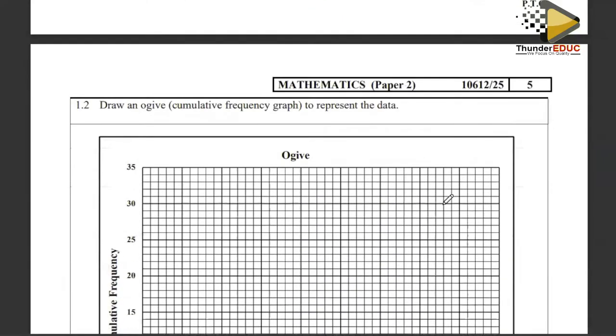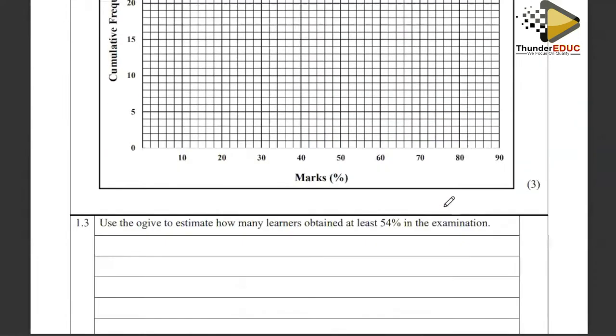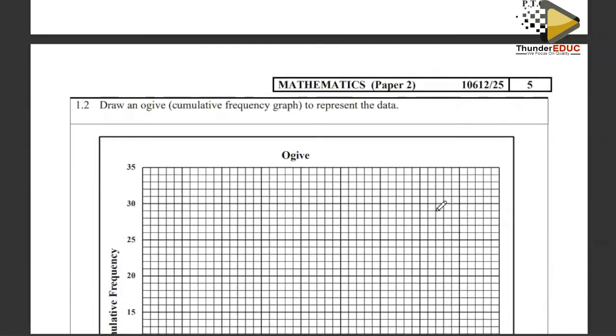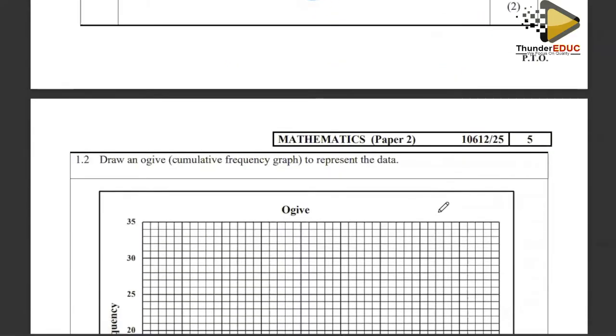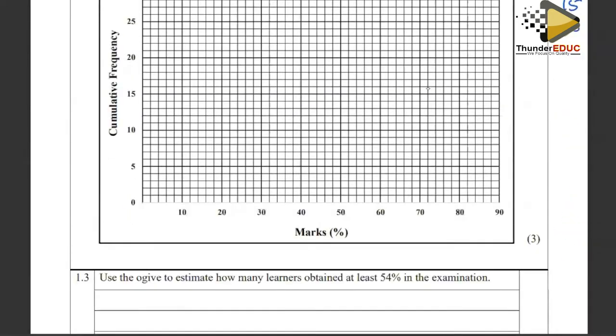Then we move on. They want us to draw the ogive or the cumulative frequency graph. We have the intervals already indicated, so the only thing I need to do is extract my cumulative. So we have 2, 5, 9, then 15, 20, 24, 30.